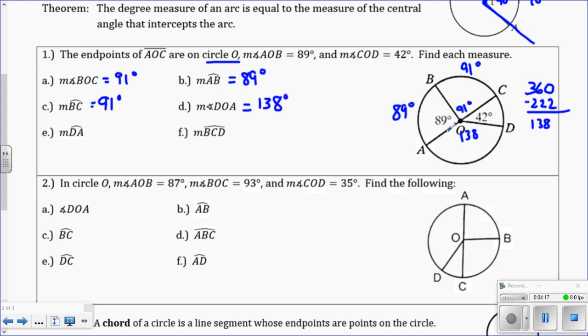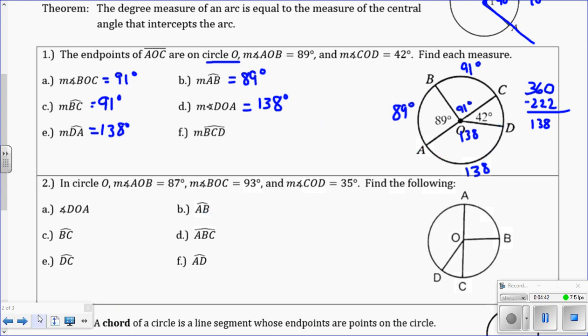Arc DA is next. Arc DA is the same as the central angle, 138, same degree measure. By the way, if you're wondering how you know it's not the other way, from D all the way around to A, if they wanted you to go that way, they would have called it DCA or DBA, so you know you go in that direction. Otherwise, you just go the shortest distance.